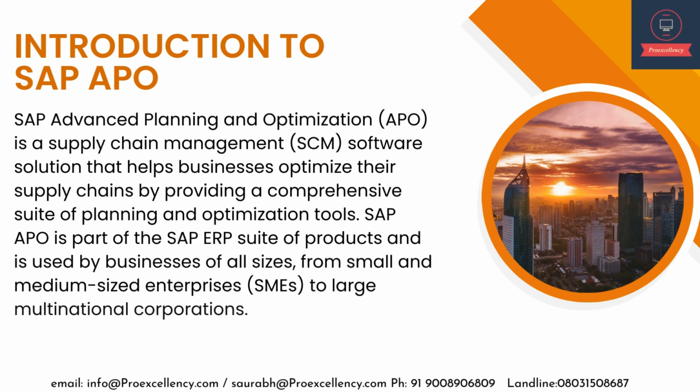Introduction to SAP APO. SAP Advanced Planning and Optimization (APO) is a supply chain management (SCM) software solution that helps businesses optimize their supply chains by providing a comprehensive suite of planning and optimization tools. SAP APO is part of the SAP ERP suite of products and is used by businesses of all sizes, from small and medium-sized enterprises, SMEs, to large multinational corporations.